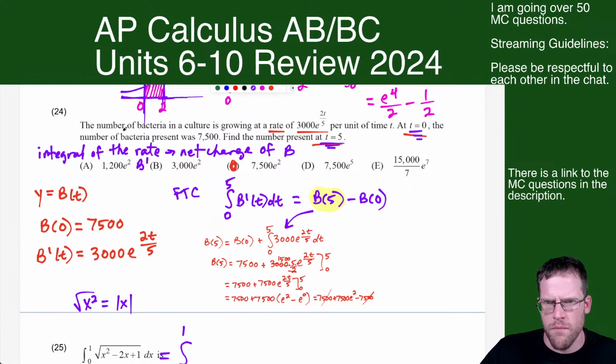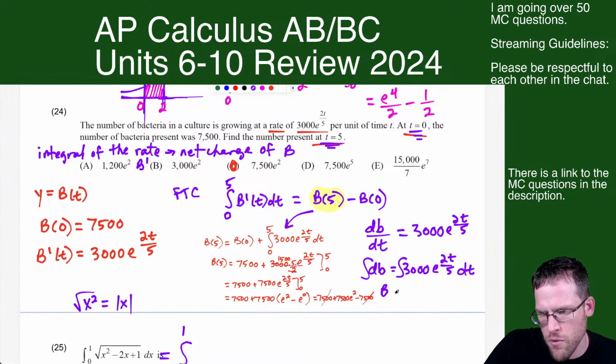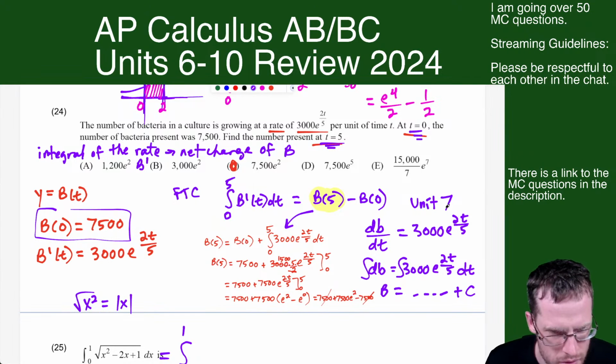This one, you could also say it's the number of bacteria. You could call it dB over dt. You could treat it as a differential equation. You could say dB over dt is 3000 e to the 2t over 5. And then you could do separation of variables and say dB is 3000 e to the 2t over 5 dt. Then you could integrate and say capital B, the number of bacteria, equals da da da plus C. And you could use the initial condition and turn this into a unit 7 problem. Okay, so did that make more sense?